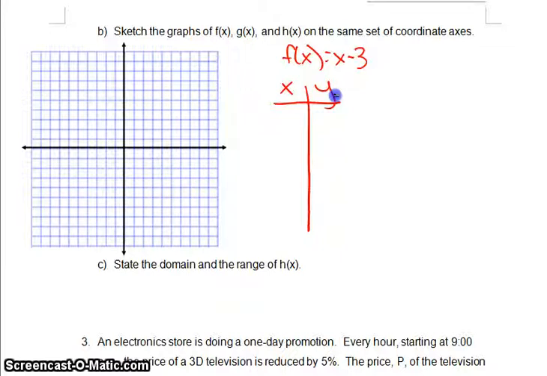Alright, so for f of x, we're going to set some values, and we'll go 1, 2, 3, 4, and we'll do a few more. That way we can do our little trick with our h of x function. So we'll do 5 and 6. I do that just so that we can see those x and y values when we apply that to the h of x, rather than having to put it into that function.